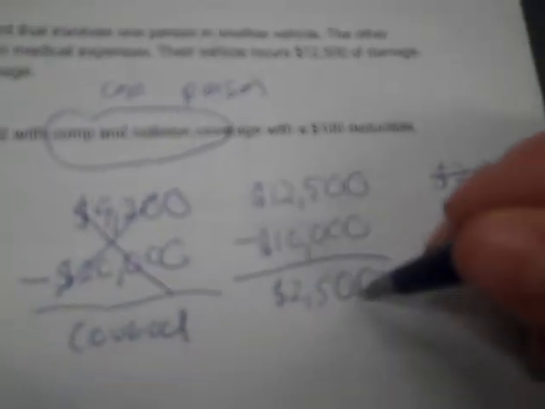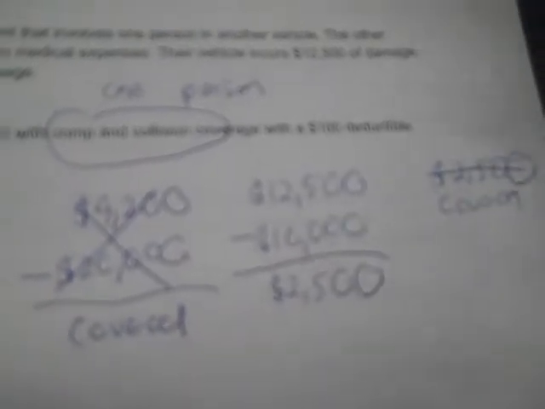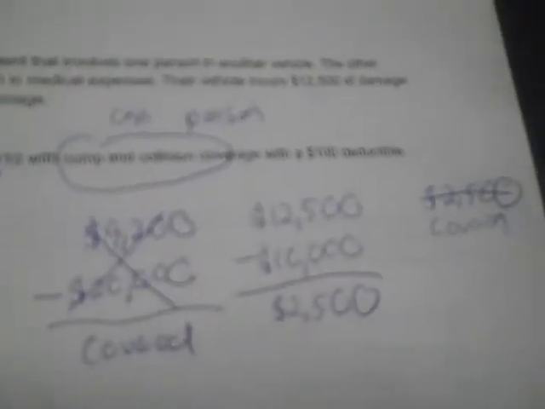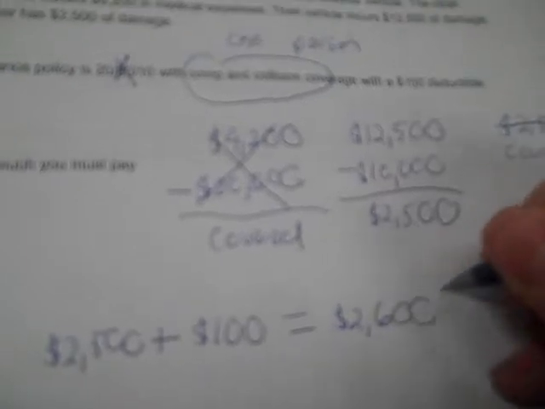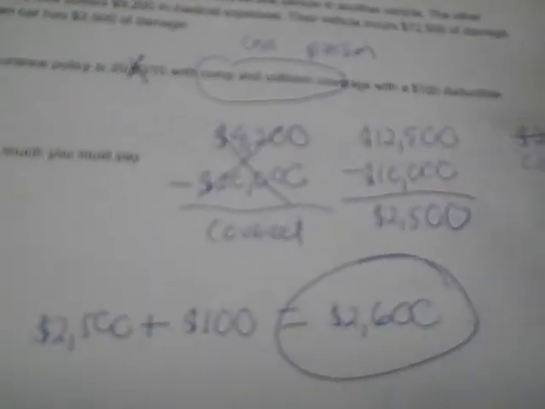This one's not covered though, okay? This one's not covered because $10,000 is not more than $12,500. Now, I have to pay this then, and I have to pay my deductible, which is $100. So I add these two, and it's $2,600 that I have to pay.